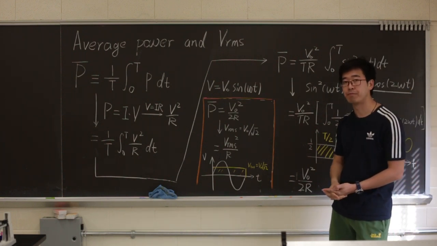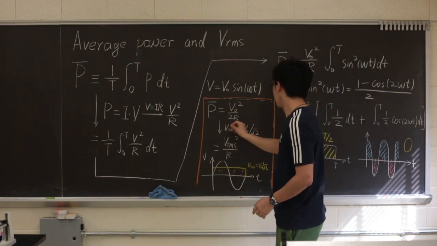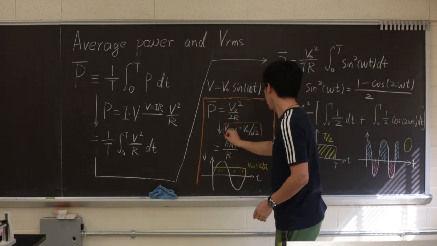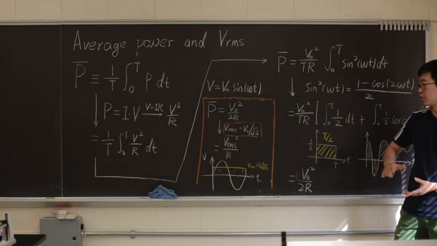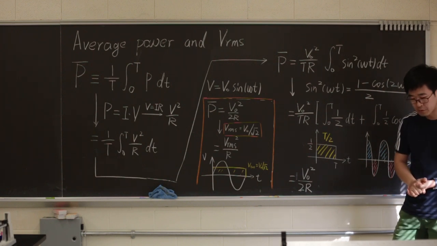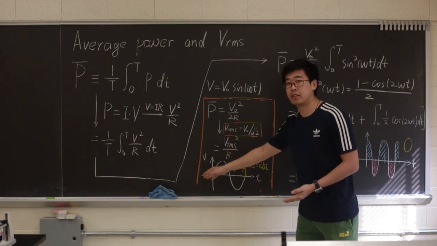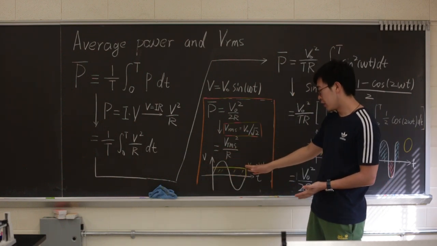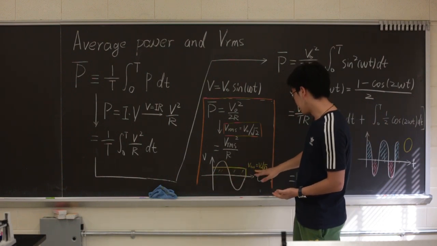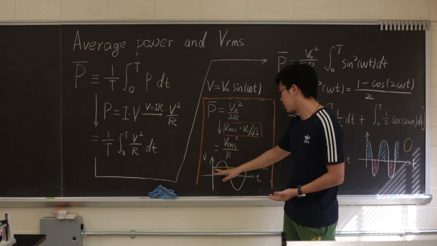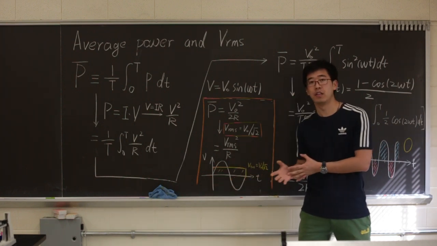But so we have a relationship of V RMS equals V naught over square root 2. That equation works for a sinusoidal voltage supply. So here is a more intuitive understanding of that. If we have a sinusoidal, and then there's our V RMS, the effective power that it gives is the same.